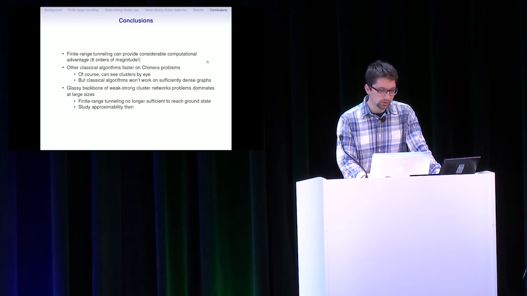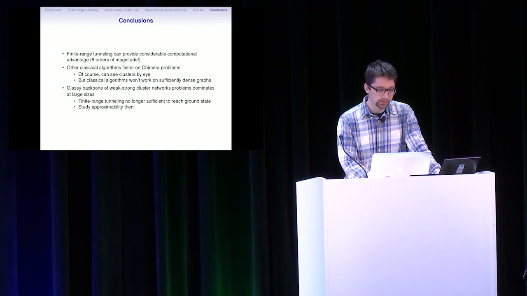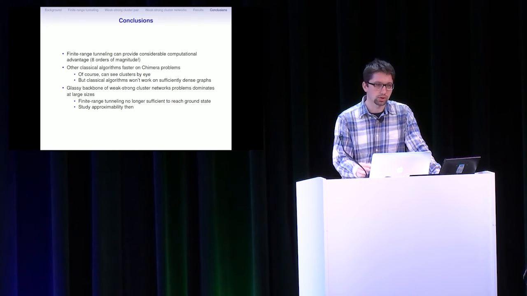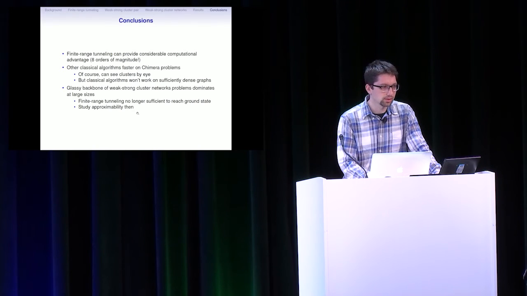We also found that the glassy backbone of the weak-strong cluster networks dominates at large sizes. And we note that finite range tunneling can be insufficient for reaching the ground state in these cases. And in other cases too, as I talked about in the beginning, when we have thick barriers, finite range tunneling will be insufficient. But then studying approximability may be very fruitful to do. All right, that's all I have.